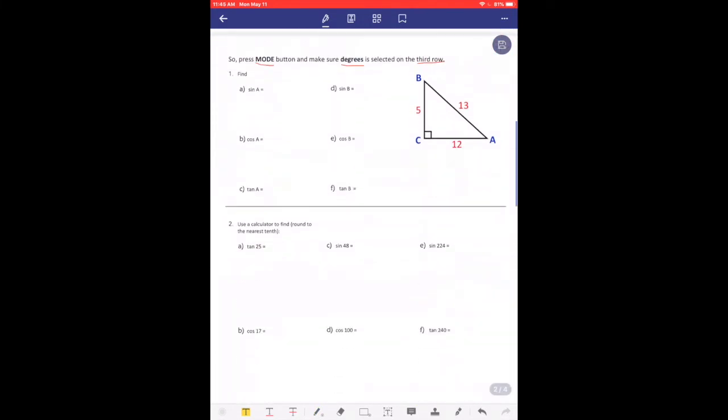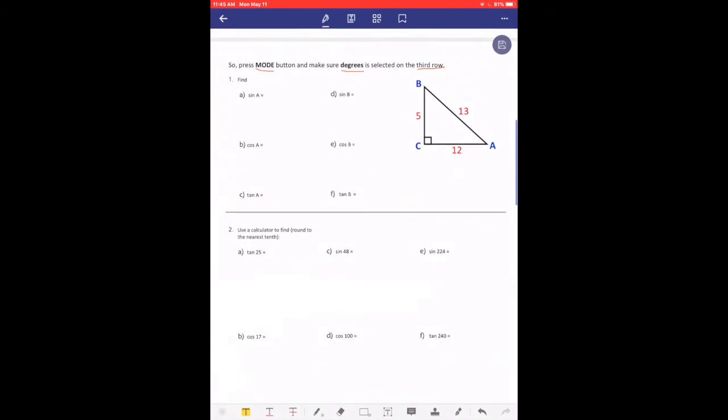So for question 1, we're just going to be setting up the proportions with the sine, cosine, and tangent fractions. Question 1 says find the sine of A. So if we remember our phrase SOHCAHTOA, sine, remember it was SOHCAHTOA, so SOH, O over H, equals.